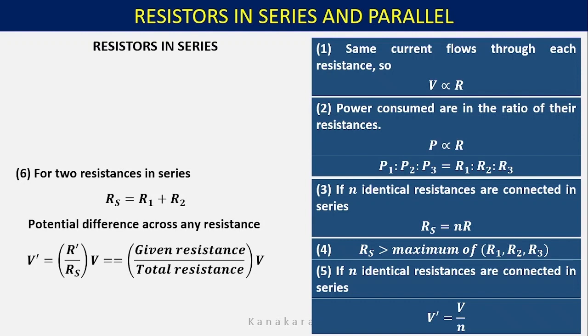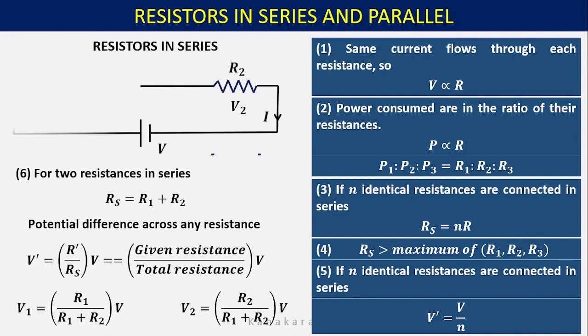Let us now work with V1. For V1, the given resistance is R1 divided by total resistance, R1 plus R2, multiplies V. We get V2, the given resistance is R2 divided by R1 plus R2, that is the total resistance, multiplies V. This is the circuit for it.